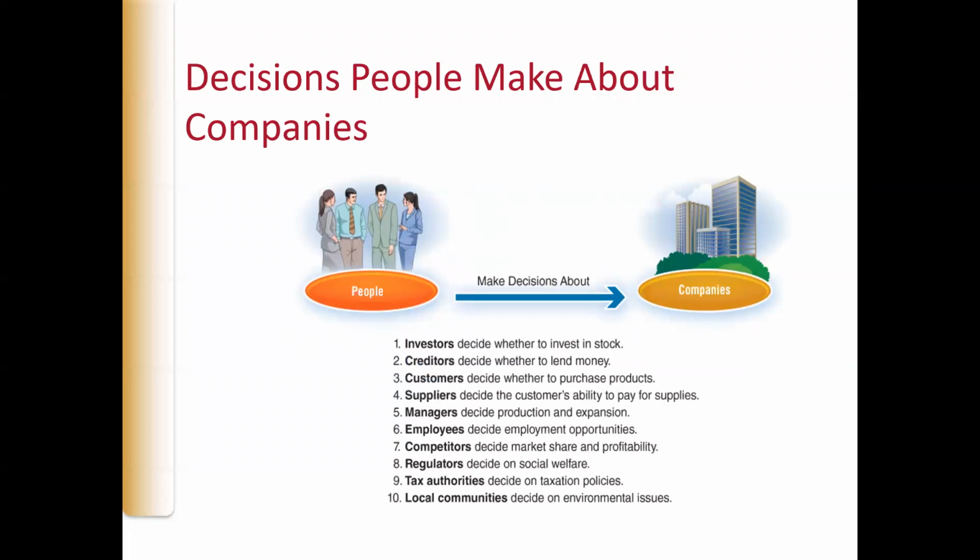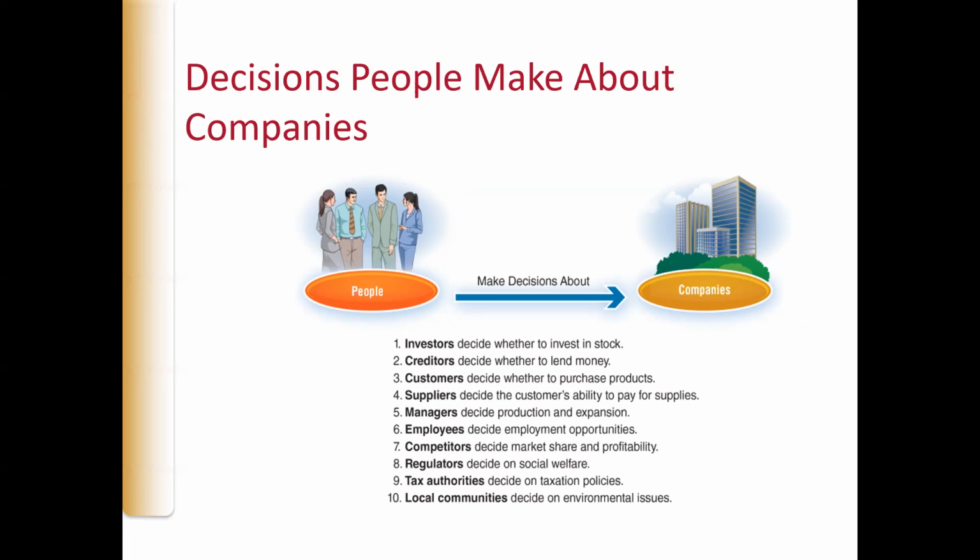People are making decisions all the time. Investors try to decide what stocks they want to invest in. Creditors or banks decide who they want to lend money to. Customers may decide if they want to purchase products from Target or Walmart. Or let's say a customer wants to purchase online furniture. They want to make sure that company is going to be around. Suppliers decide which customers can pay for the supplies. Managers need to get information regarding producing products or expanding certain lines.